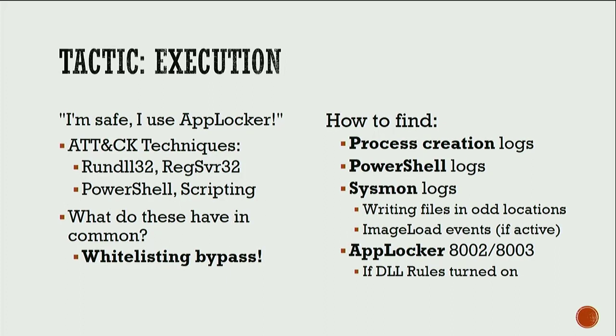So how do you find those? There's process creation logs. There's Sysmon logs. There's PowerShell logs. We've seen that over and over today. AppLocker. If you don't have it in enforce mode, the fact that it says, well, this would have been blocked, but it wasn't, still a very, very actionable detect, right?